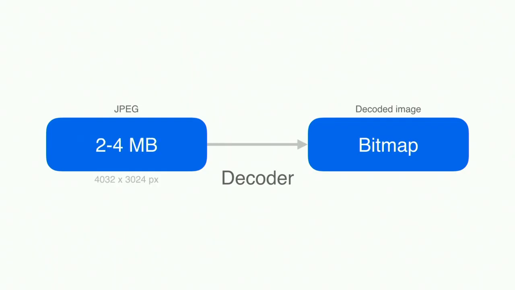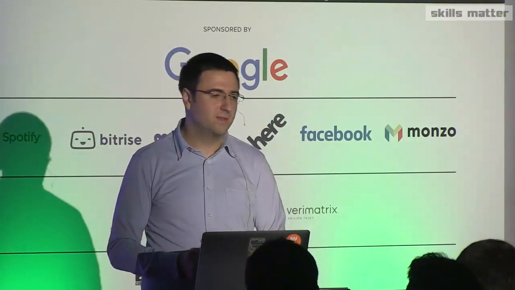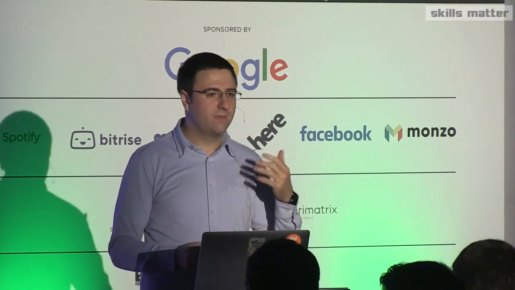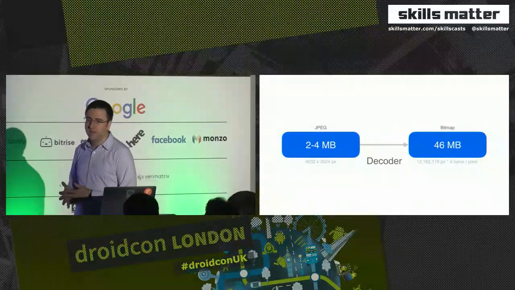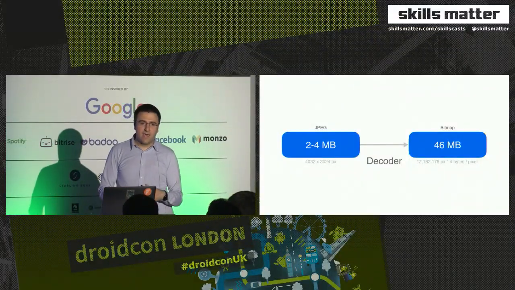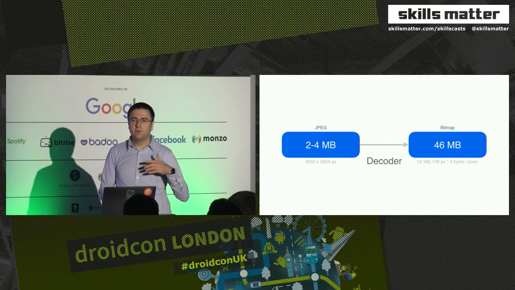So one thing that is hard when you actually want to load an image is the size of the image. For example, a JPEG is roughly between 2 to 4 megabytes if you have a 12 megapixel picture from, for example, a Pixel phone. But then we have to decode this to a bitmap, and the bitmap is, again, raw pixel data. For each of the pixels, you store the color value, which would be 4 bytes per pixel. So in total, if you decode that to a bitmap, that bitmap would take 46 megabytes, which is quite large.